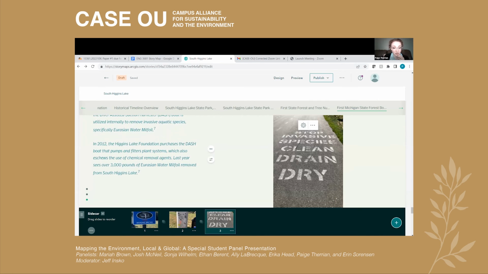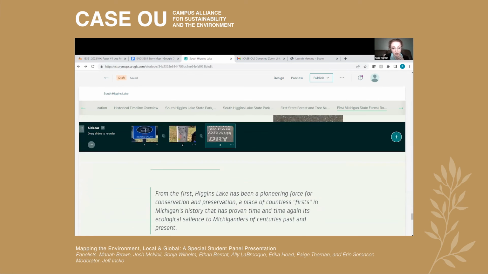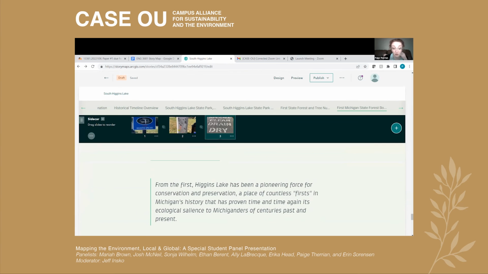So from the first, Higgins Lake has been a pioneering force for conservation and preservation. It's a landform deeply rooted in transformation. Its topography and geological features formed by overwhelming natural forces that endure to this day. It's a place of countless firsts in Michigan history that has been proven time and time again. Its ecological salience to Michiganders, centuries past and present. But most of all, it is a place that is as indelible in the Michigan landscape as in the lives of those who cherish its existence.